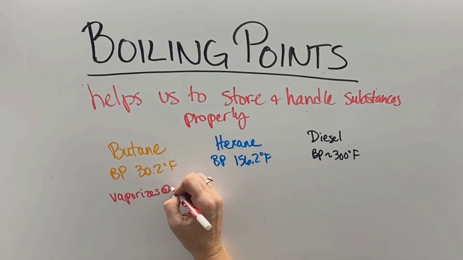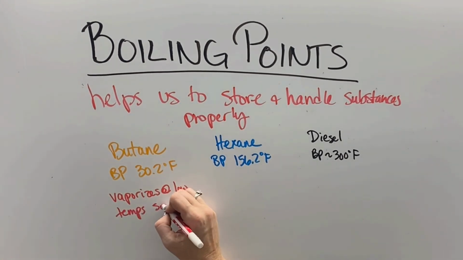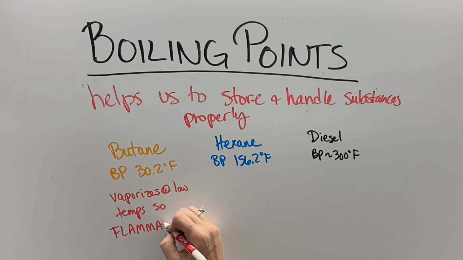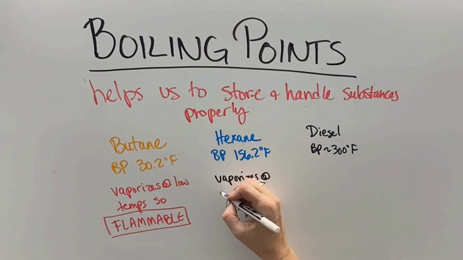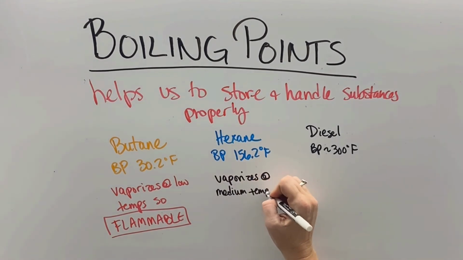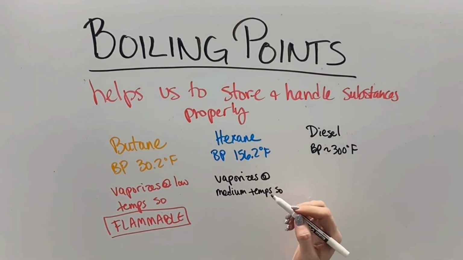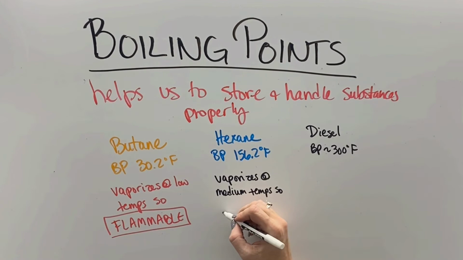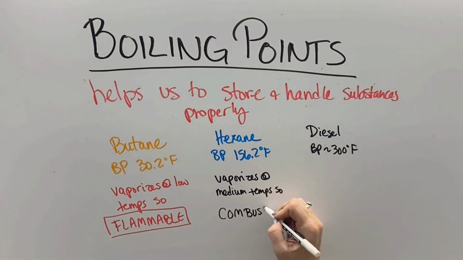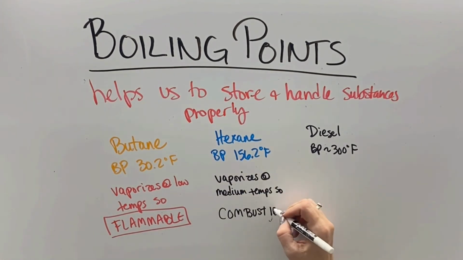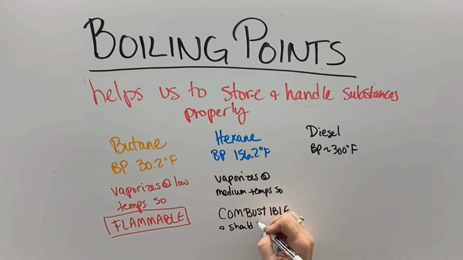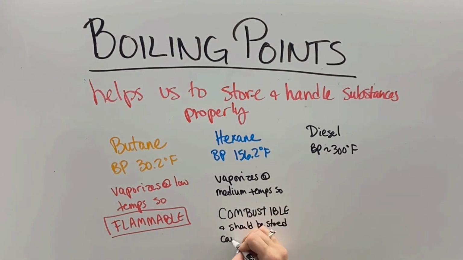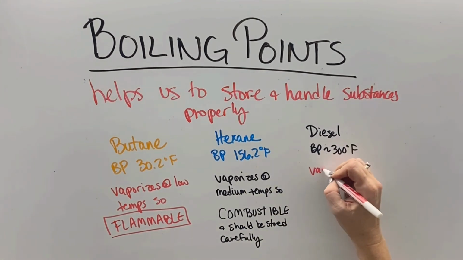It also helps us store and handle substances properly. Butane has a really low boiling point, below what we would consider 0, so it vaporizes at low temperatures and it's extremely flammable, so we have to be very careful how we store it. Hexane, on the other hand, has a boiling point that's above our normal temperatures on the planet, and so it's a liquid all of the time, but it is combustible. It just isn't wildly flammable because it has a higher vaporization point, and that's how things burn, the vapors react with the oxygen.